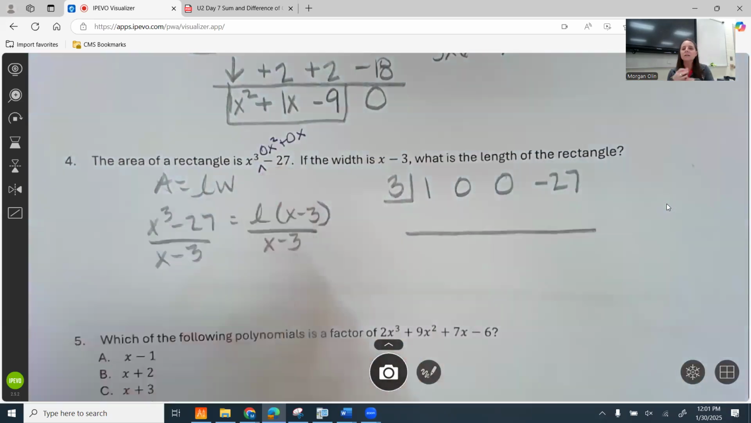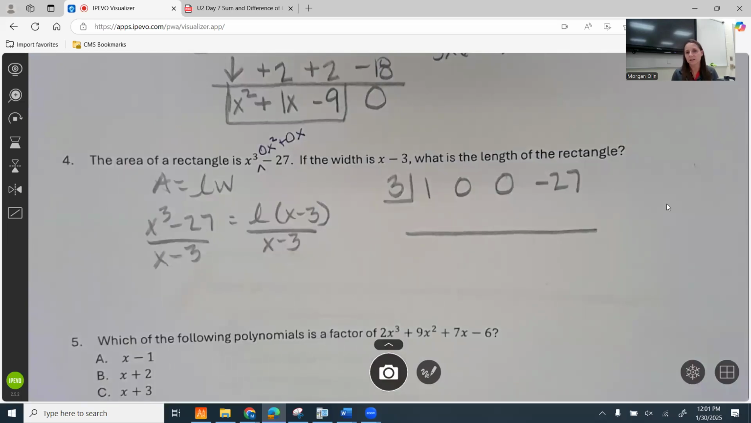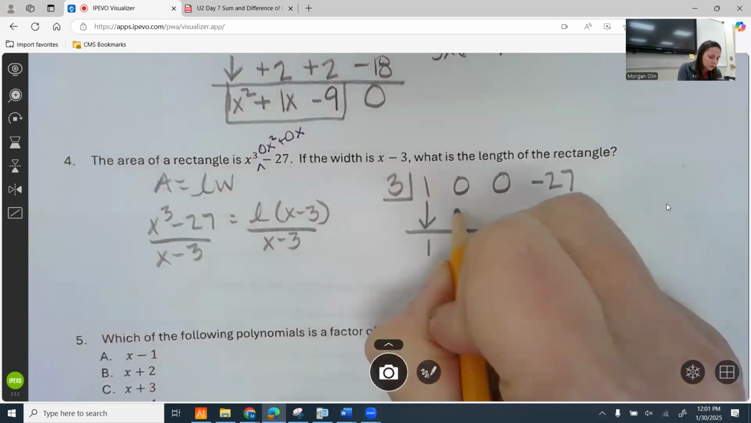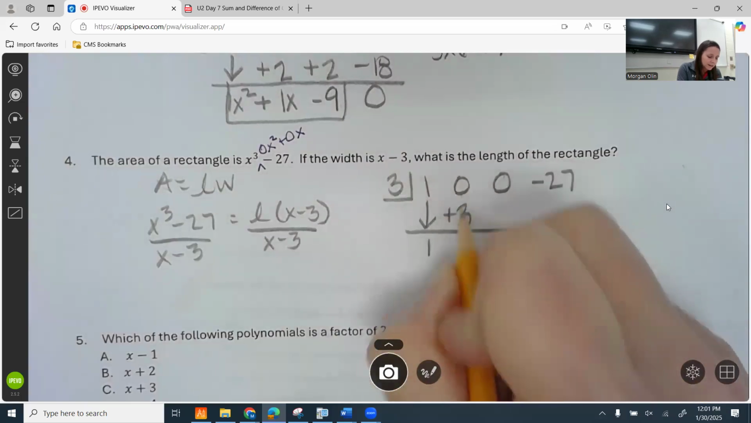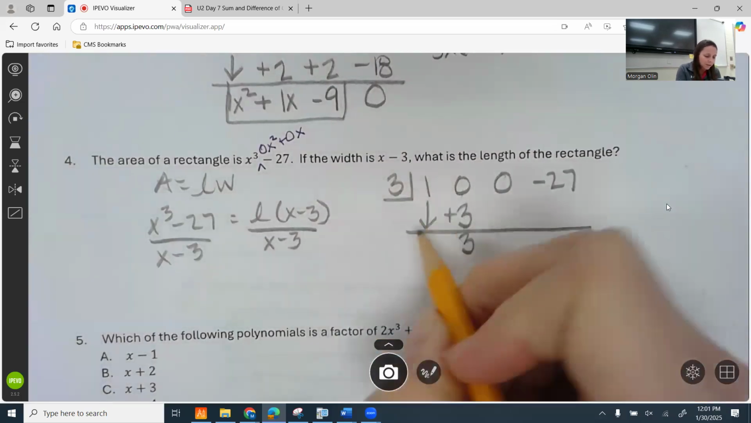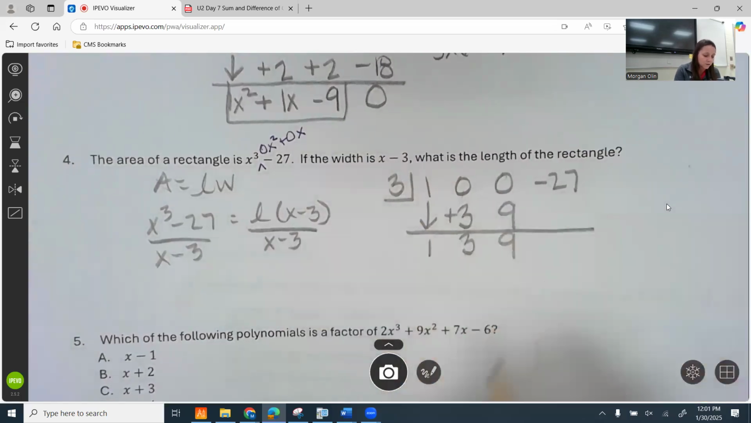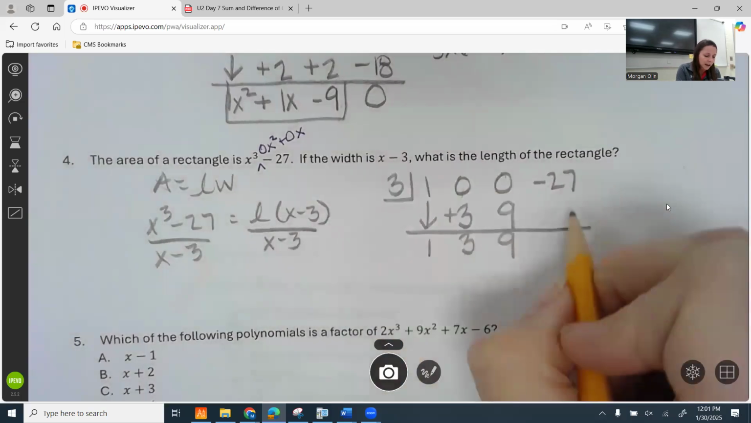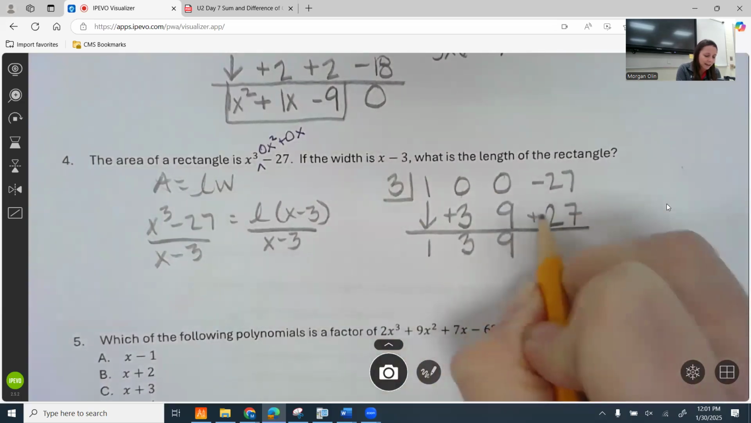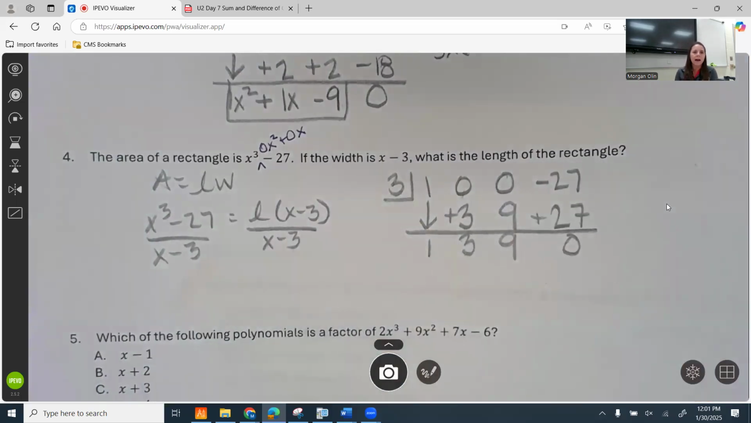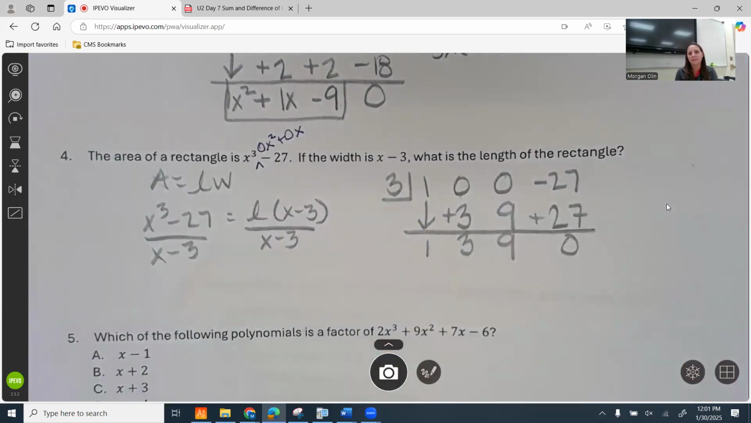Pause the video, see if you can do the synthetic division by yourself, and then come back to see if you did it correctly. All right, now we're back. Bring the 1 down. 1 times 3 is 3. Add these, and I get 3. 3 times 3 is 9, and then you add those, and you get 9. 3 times 9 is 27, and when I add it, I get 0, which means this is a factor. Well, it should be. It should go in there evenly because I'm trying to find the length.